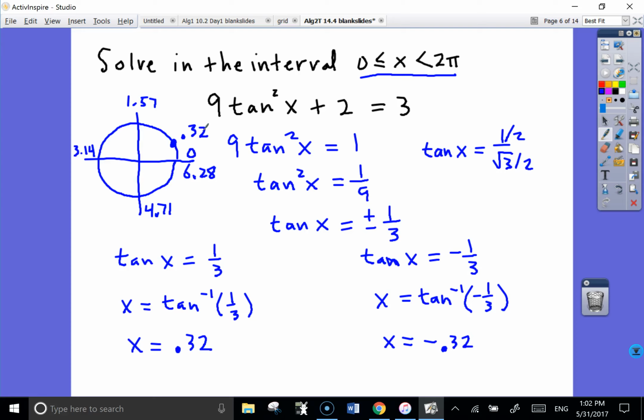Remember, you add pi. It's straight across the circle. So it would be about right there. So we have to add pi, and that should be 0.32 plus 3.14, which is 3.46.